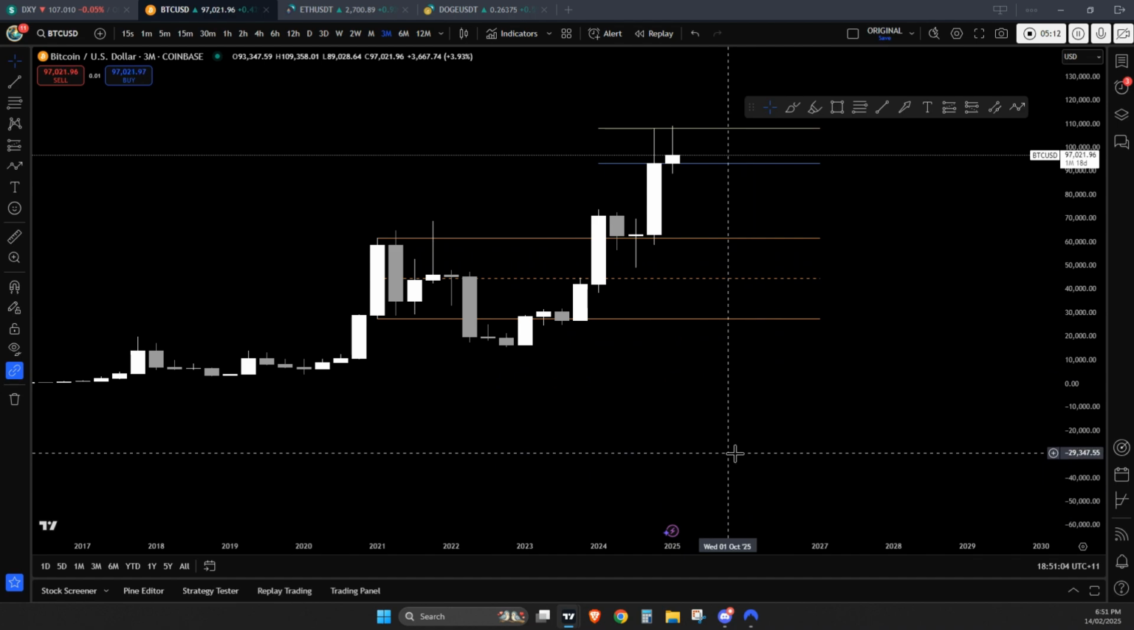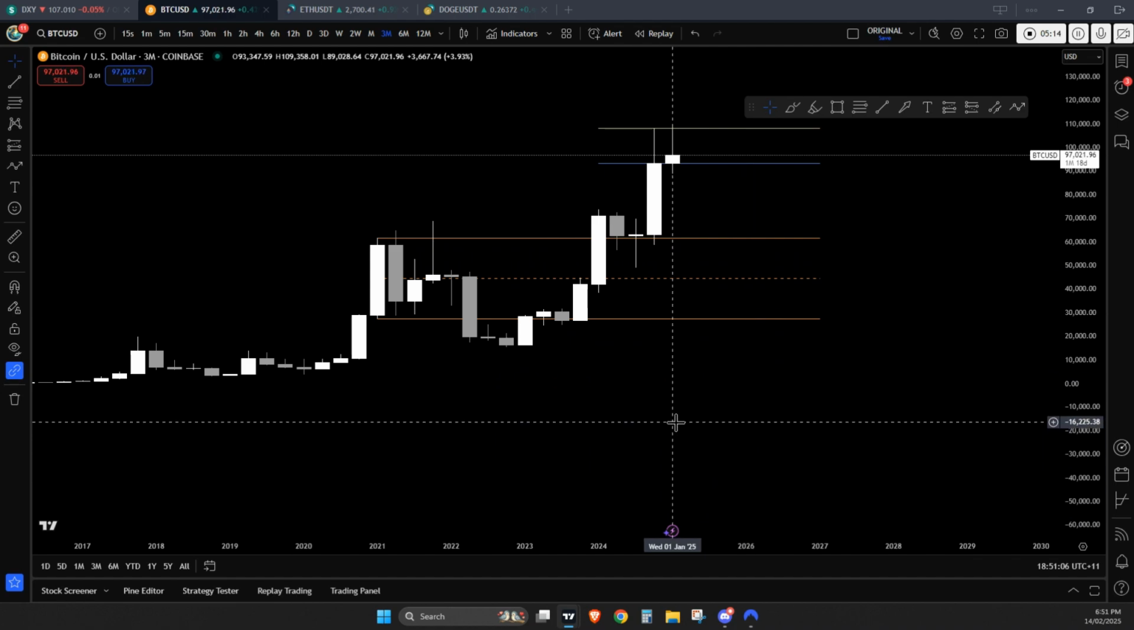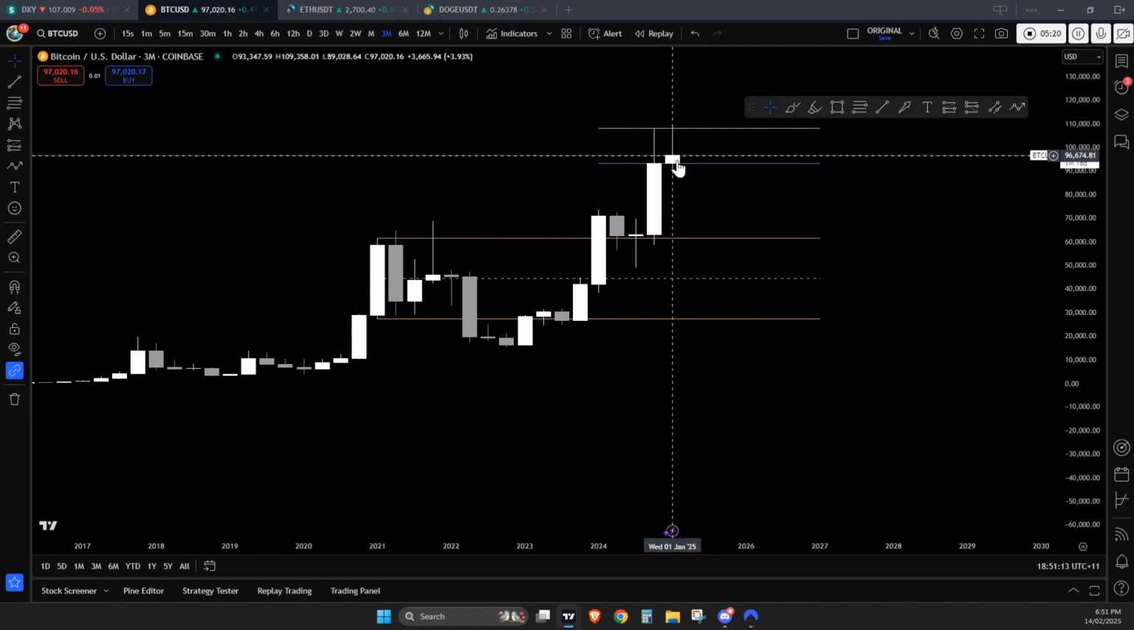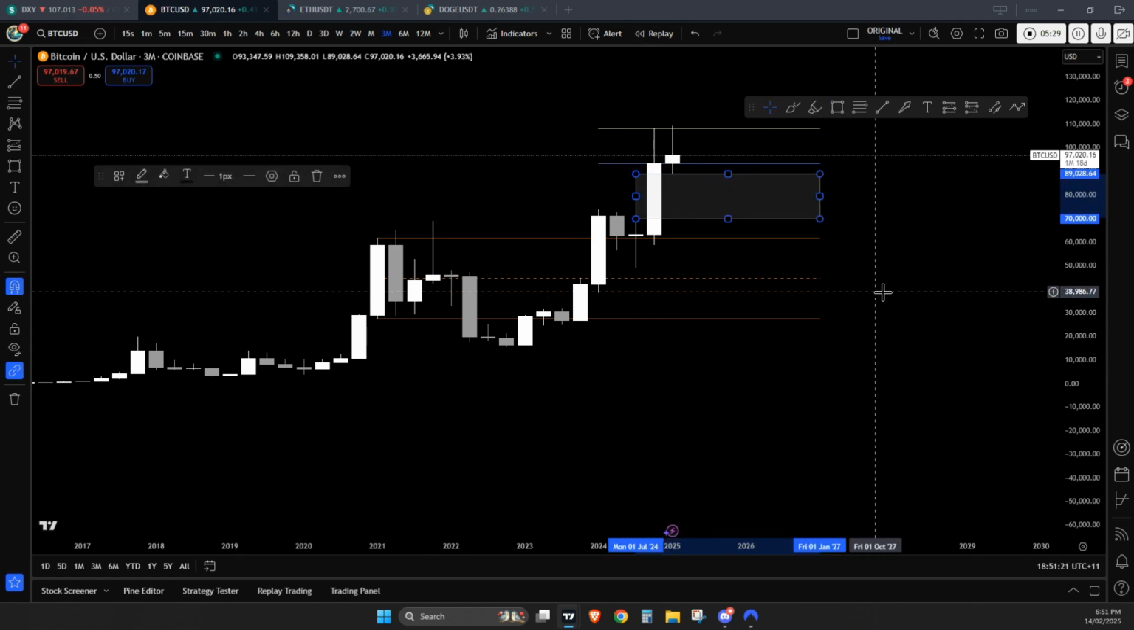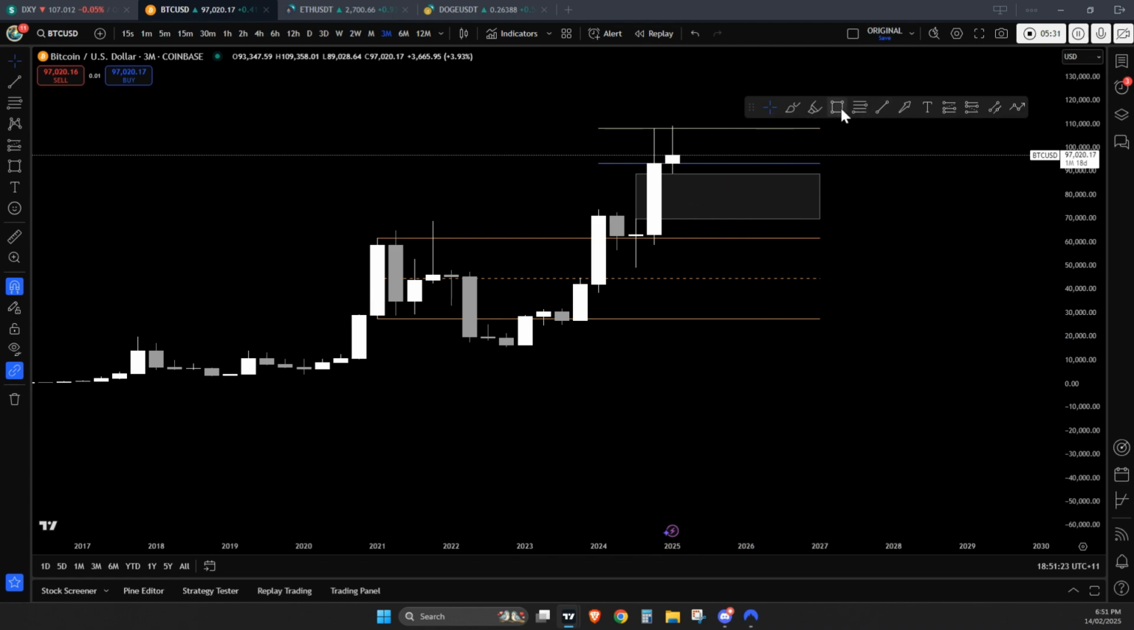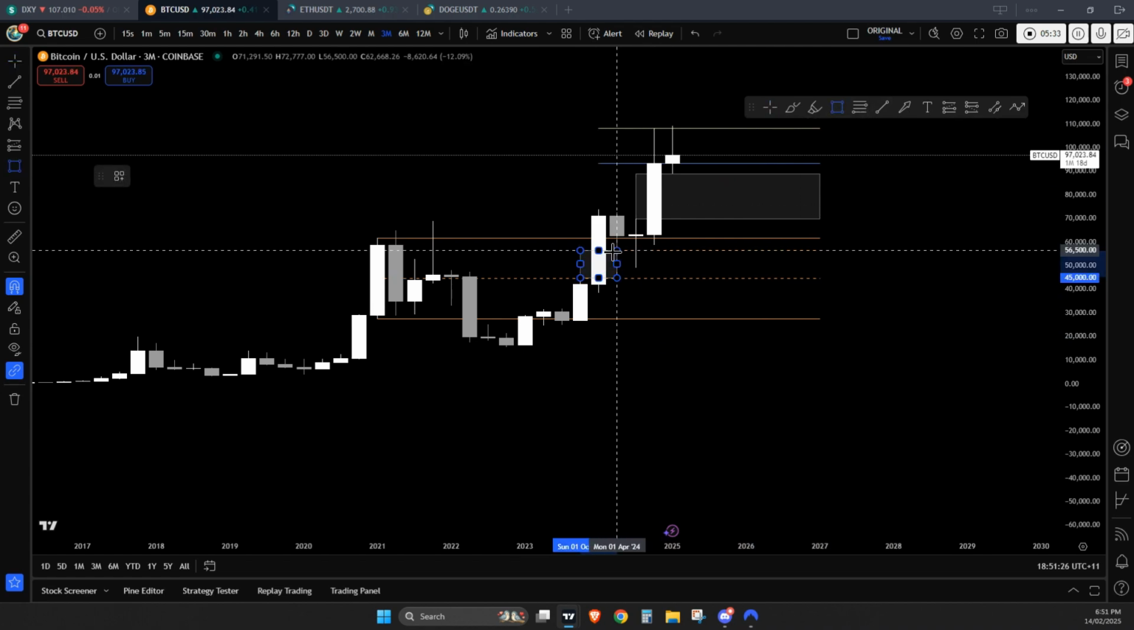Other than that, the other thing I like to look at is how much inefficiency we have and how markets react to inefficiencies. So inefficiency is the gap between two candles. I'll mark this out here. At the moment, the largest inefficiency we've got is right there. The previous inefficiency we had was right here.